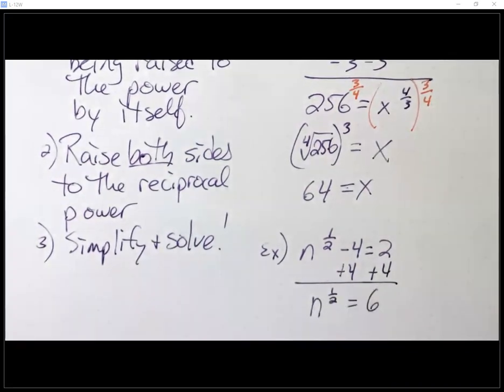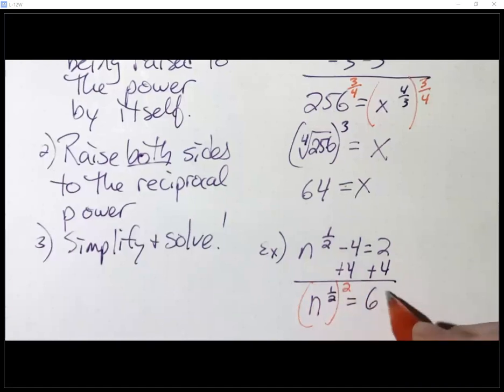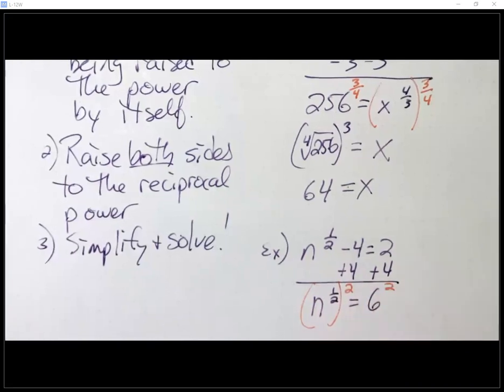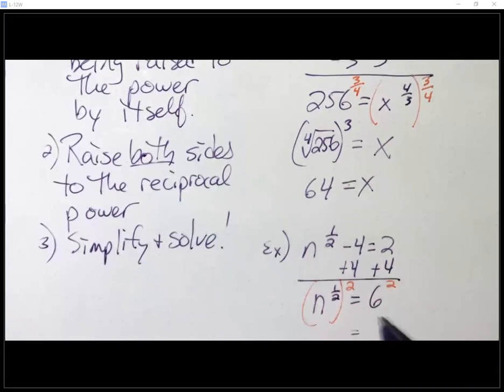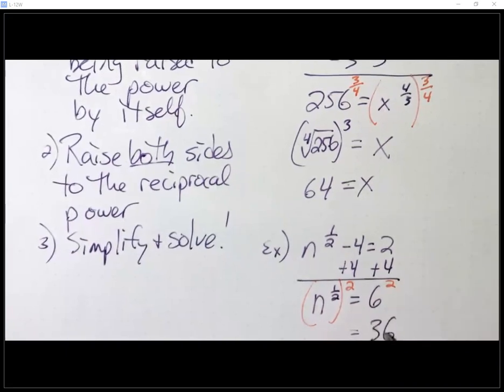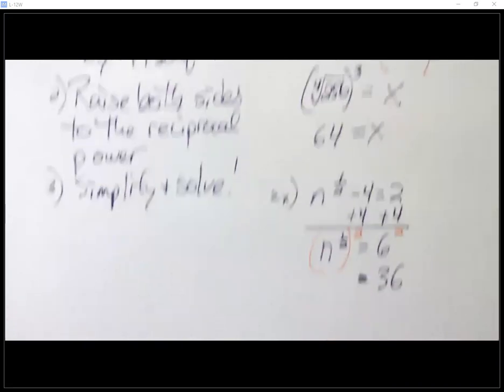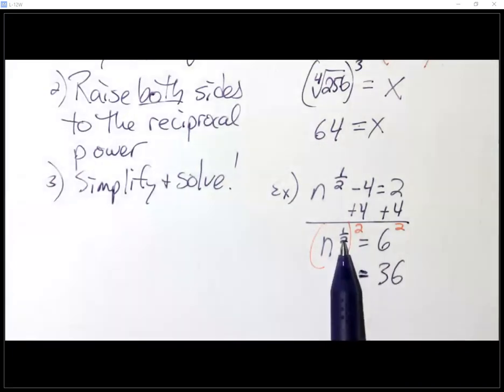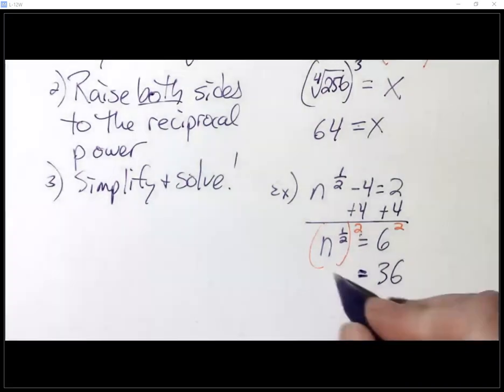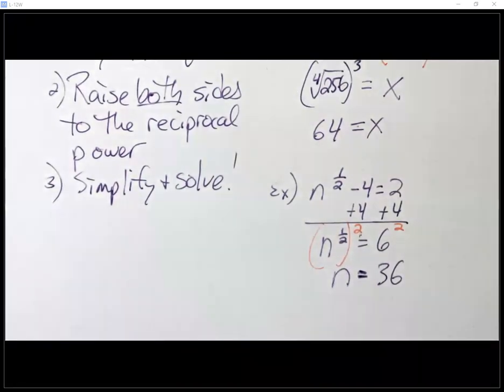Okay, step 2 says raise both sides to the reciprocal power. What's the reciprocal of 1/2? 2. So in this case, I'm going to raise both sides to the second power. 6 squared gets me 36, right? What do I have now on the left-hand side? It's just n. When you raise a power to a power, you're multiplying those, right? So 1/2 times 2 is just 1, so it's n to the first or just n. Oh, look at that.